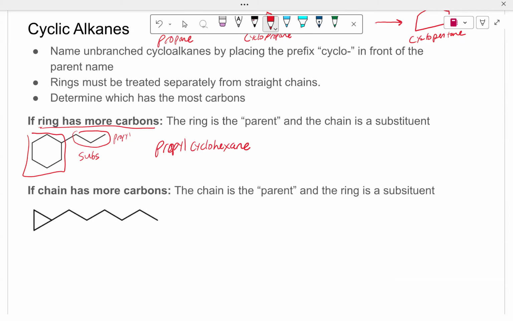Now, if there's only one substituent, I don't have to put a number because it's automatically assumed that the one substituent is on the number 1 carbon of the ring. So this carbon right here that I'm putting a dot on is automatically attached to the number 1 carbon. So putting 1-propyl is redundant and not needed. We'll talk about what to do if there's more substituents, but if there's only one, you don't have to put a locator number.